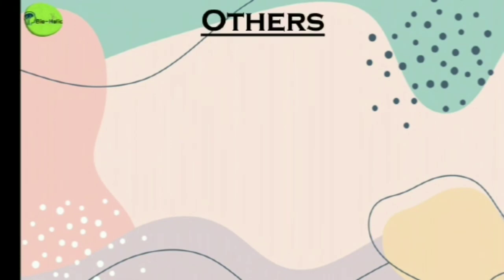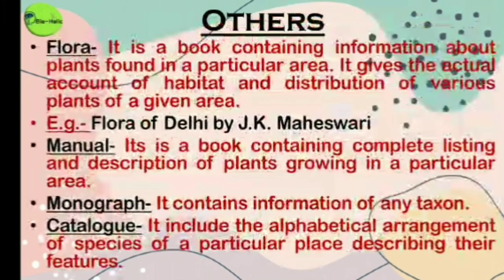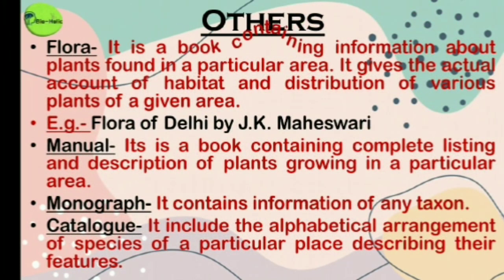Now finally, here are some other important taxonomical aids. The first one is Flora. The Flora is a book containing information about plants found in a particular area, which gives the actual account of habitat and distribution of various plants of a given area. An example of Flora is Flora of Delhi by J.K. Maheshwari. Now the next one is Manual.